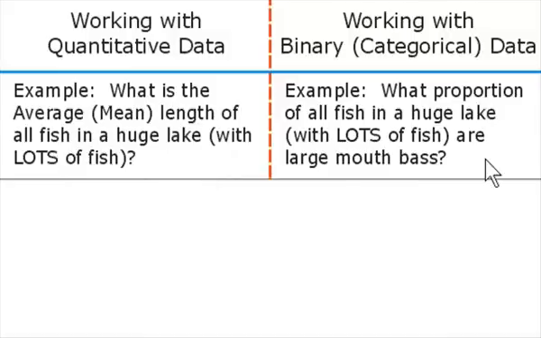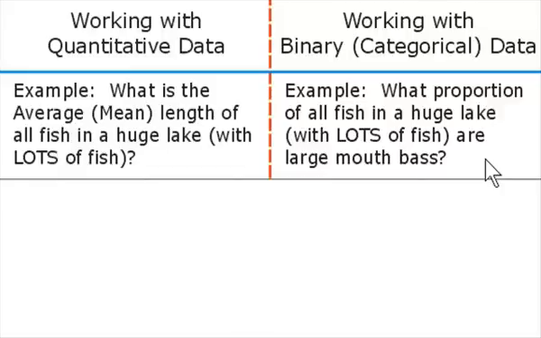But what if instead you wanted to know what proportion of all the fish in a huge lake with lots of fish are largemouth bass? Well, now you are dealing with binary data. You are placing each fish in your sample into one of two categories, largemouth bass or not largemouth bass. You are counting how many are in the category of interest.